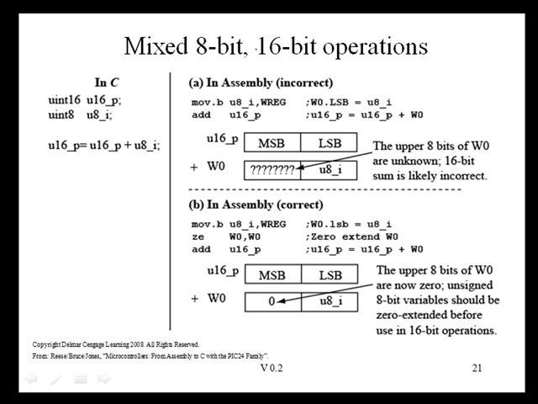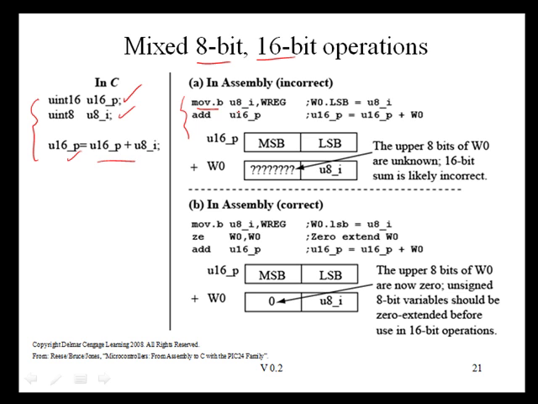We're going to wrap up this lecture by having a discussion of mixed 8 and 16-bit operations. In this C fragment right here, we're going to add 2 variables of 2 different sizes. We're going to add a 16-bit variable to an 8-bit variable, and store the result back into the 16-bit variable. This solution right here, which takes 2 instructions, is incorrect. Let's take a look at it and see why it's incorrect.